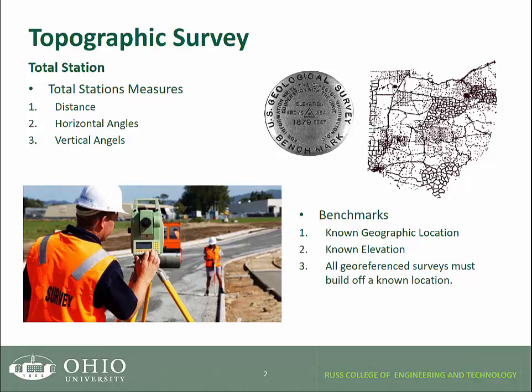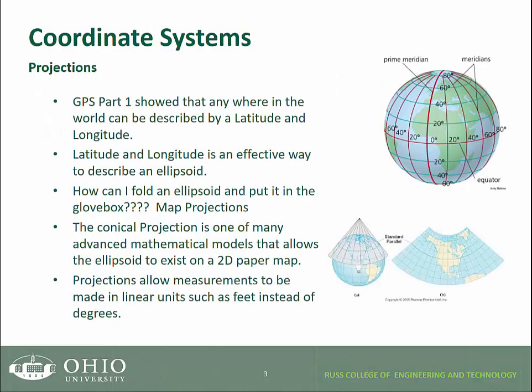Benchmarks are such a geographically known location. They are marked by the U.S. Geologic Survey with known locations and elevations. Anywhere in the world can be designated by a latitude and longitude. Latitudes and longitudes are described in angular units on an ellipsoid such as the Earth.